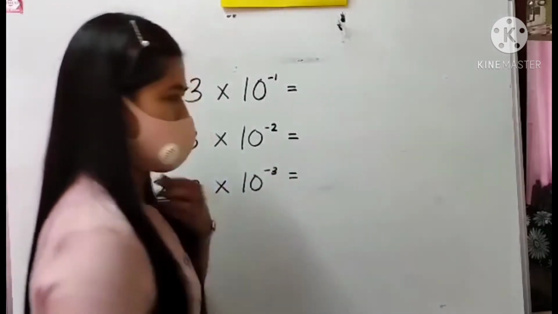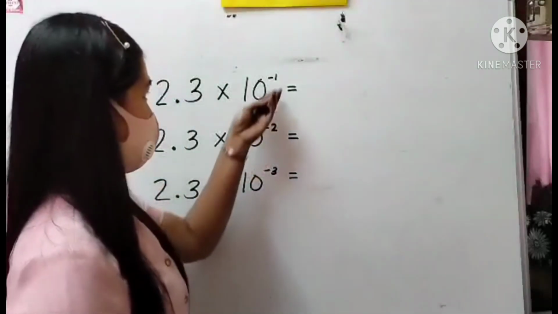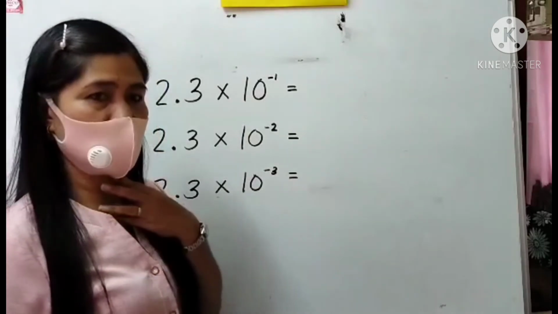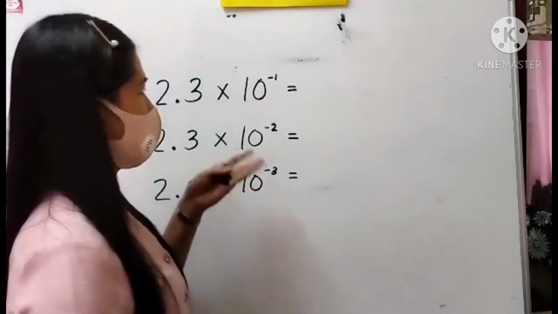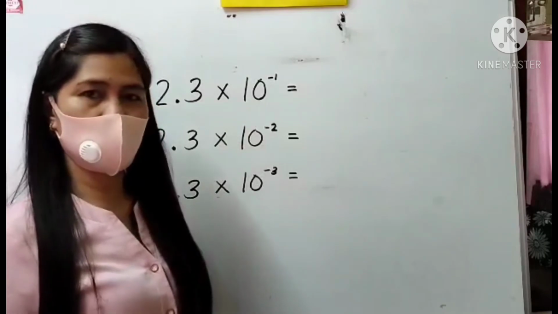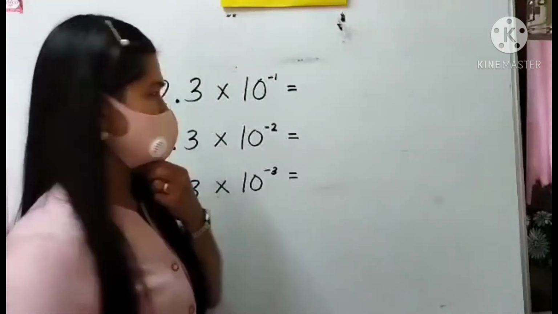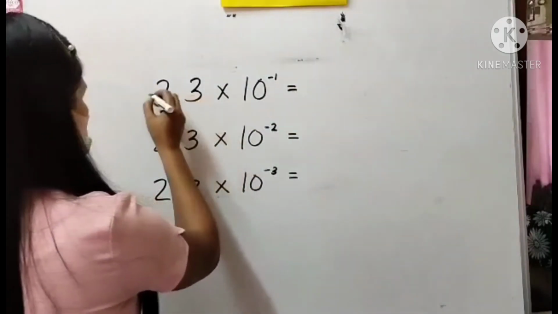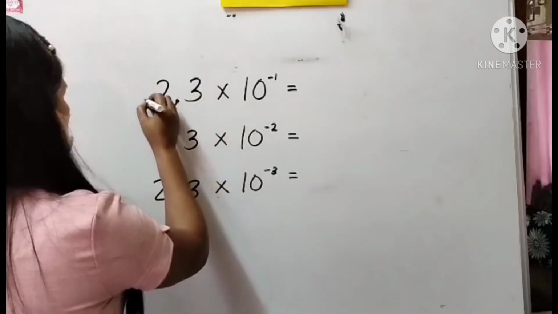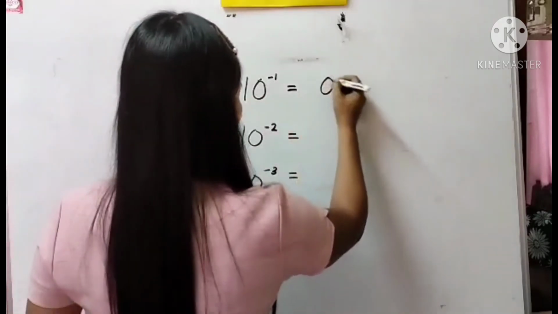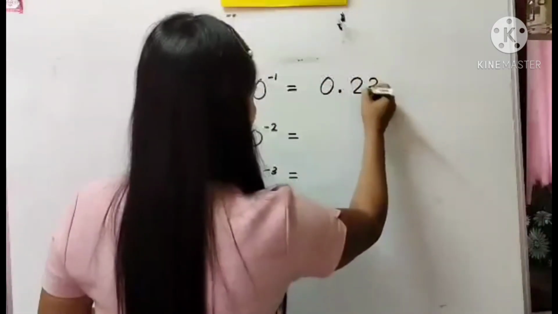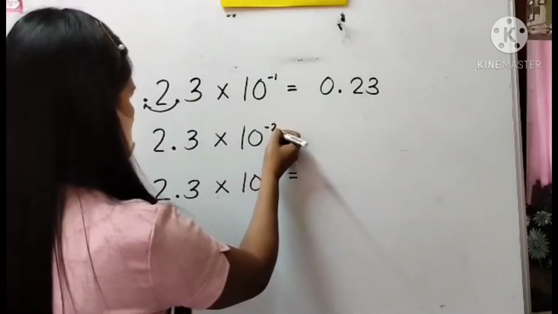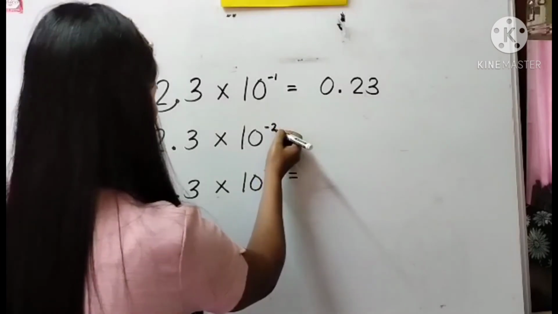So we have here negative exponents. We have negative 1, negative 2, negative 3. Negative exponents tell how many times you are going to move the decimal point to the left. This time we have negative 1, so we move one step to the left. That will give you 23 hundredths.